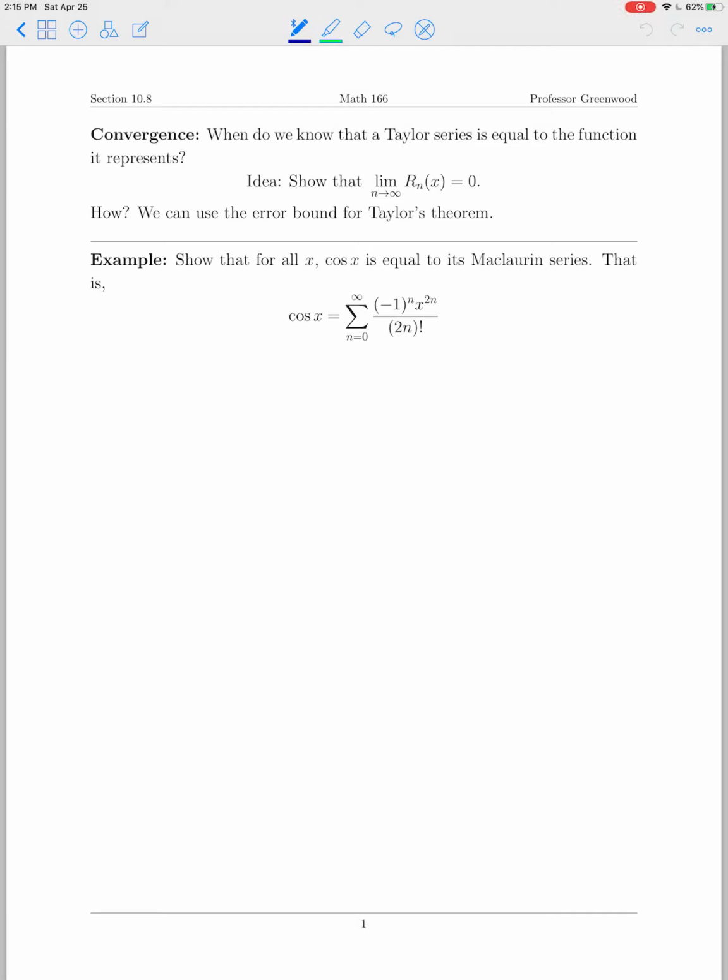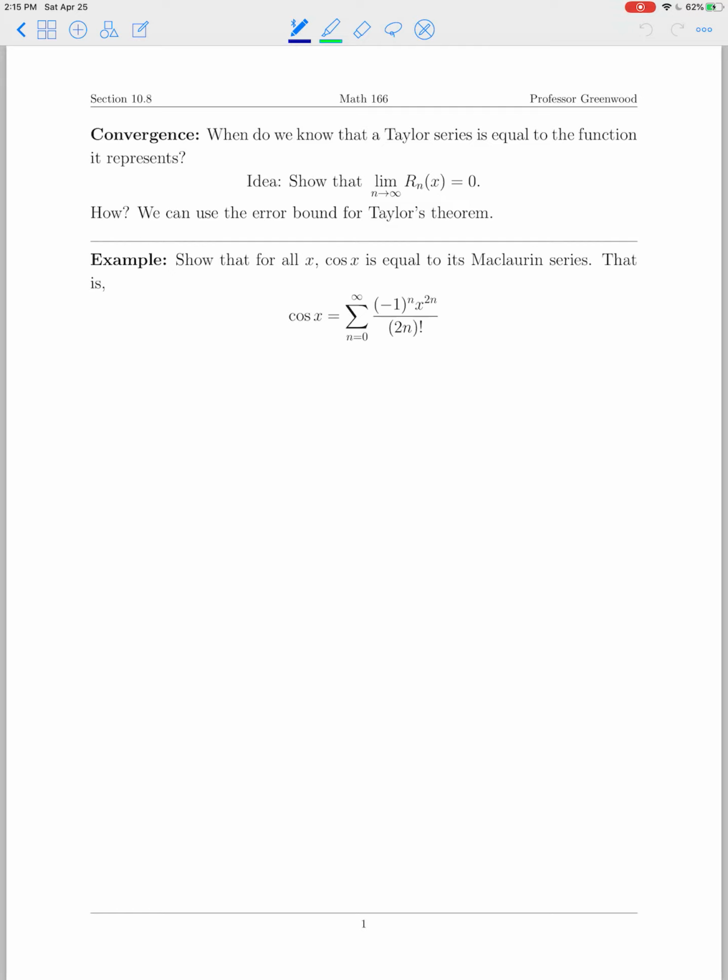A few days ago, we saw how to find the Taylor series for a specified function, but at this point, we haven't guaranteed that a Taylor series is actually equal to the function. And so today we'll spend some time looking at when it is the case that a Taylor series is equal to the function it represents.